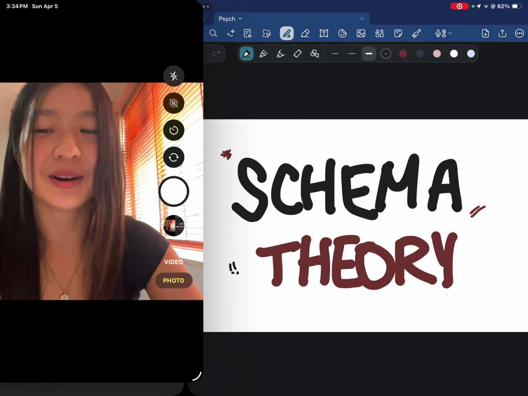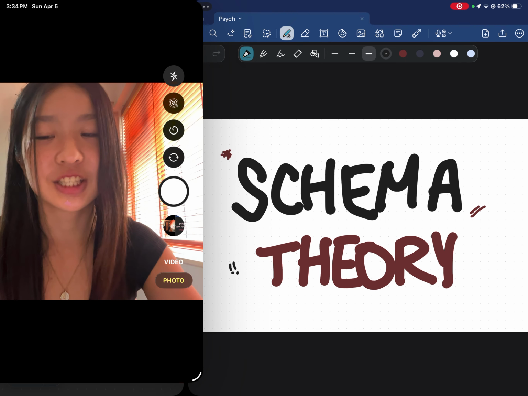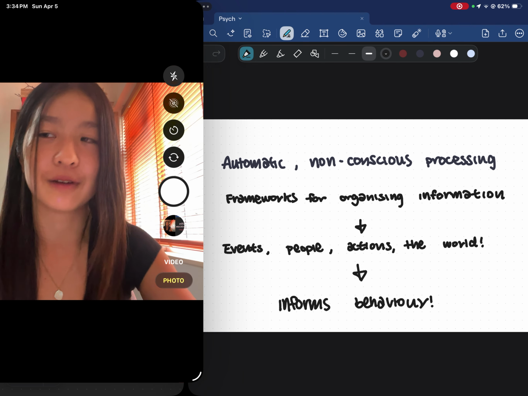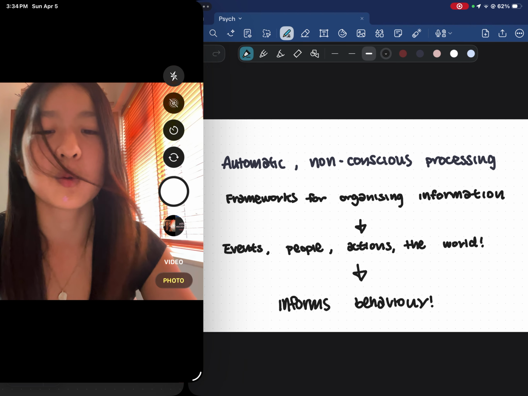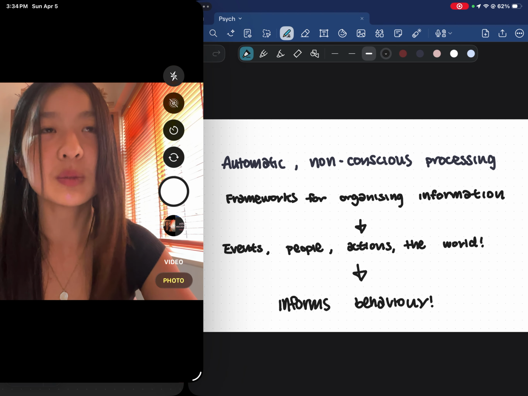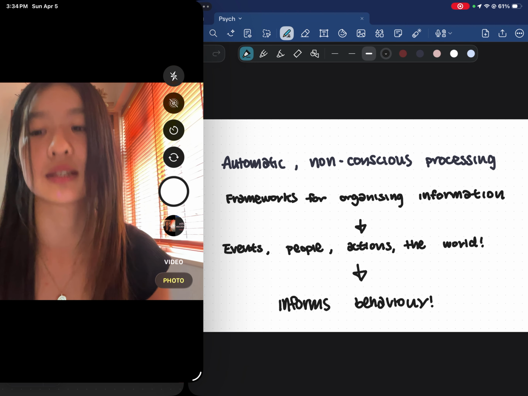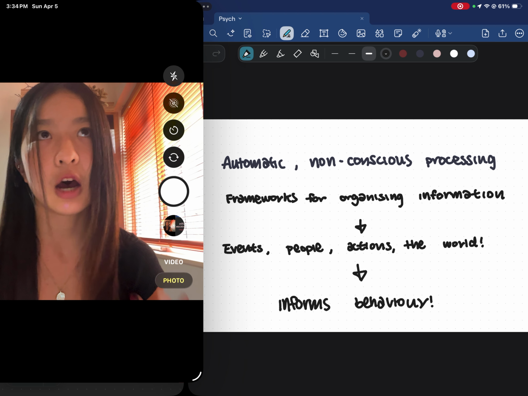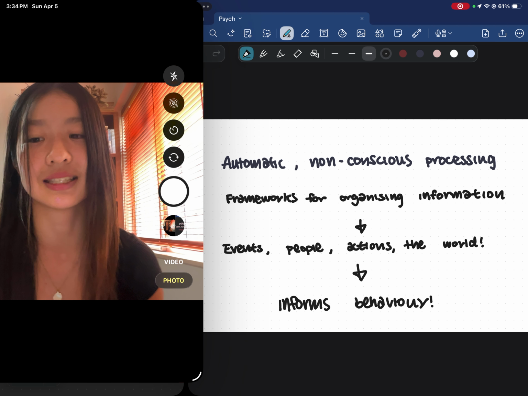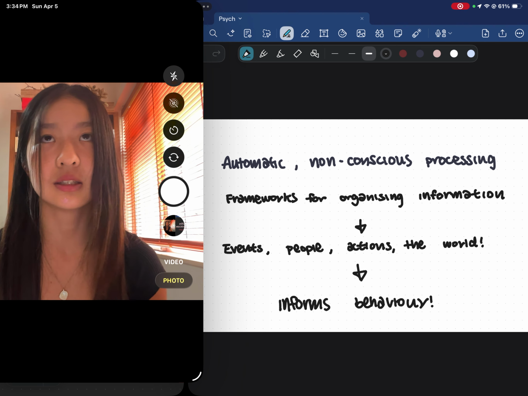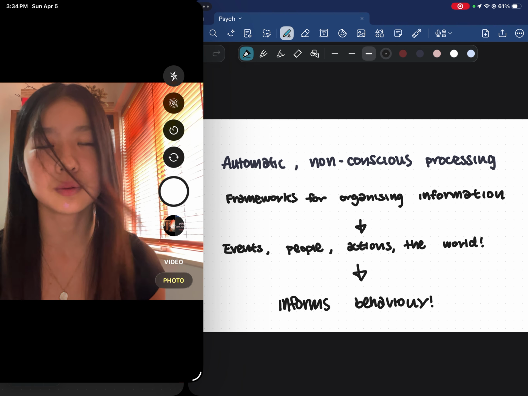Okay, we're going to be talking about schema theory, or just schemas in general. So schemas are mental frameworks that we have for organizing information about the world, the people around us, events that are happening, and generally just actions in the world. And the reason we have schemas is because schemas help us make sense of the world and therefore help inform us of the behavior that we need to exhibit to be socially acceptable. Schema processing is usually automatic and quite non-conscious.